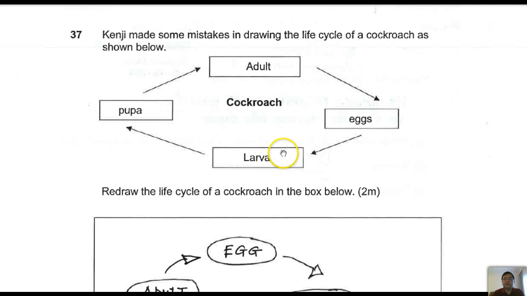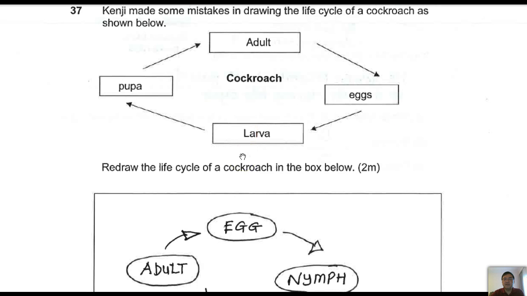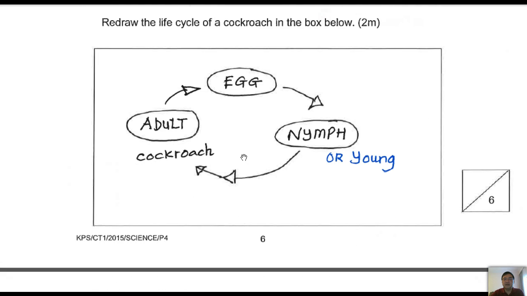Now, Kenji made some mistakes in the drawing of the life cycle of a cockroach, as shown below. Obviously, you must know that cockroaches only have 3 stages in their life cycles. And this is wrong. Cockroaches do not have larva or pupa. They have nymphs. If the answer is written here as young, you'll be accepted, and this is the best answer here. Make sure your drawings for the arrows are correct.